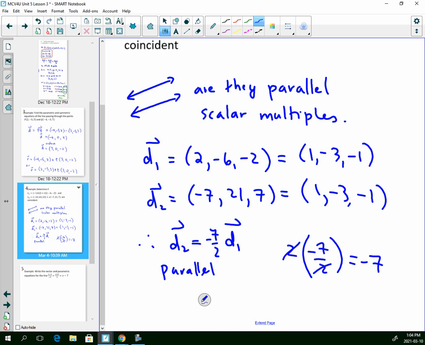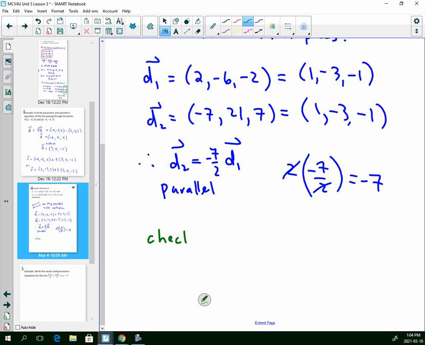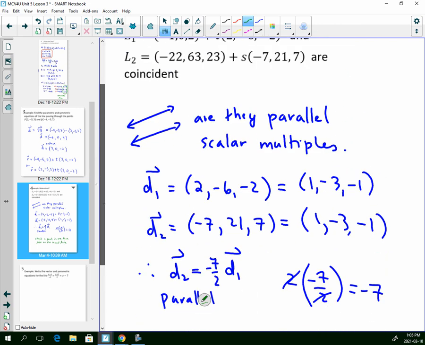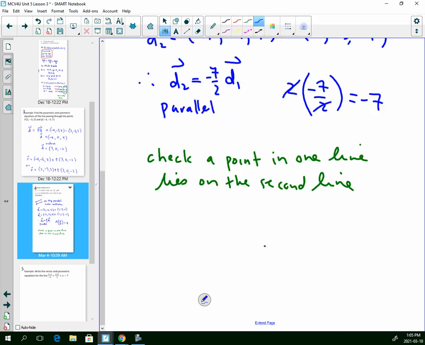So in order to check that, we want to check a point in one line lies on the second line. Right, so if a point from line 1 lies on line 2, they must be the same line, or vice versa. I could take a point on line 2 and see if it lies on line 1. So I'm just going to take line 1. And the easiest way to check is to put it in parametric first. So I've got negative 1 plus 2t. I've got 0 minus 6t. And then I've got 2 minus 2t.